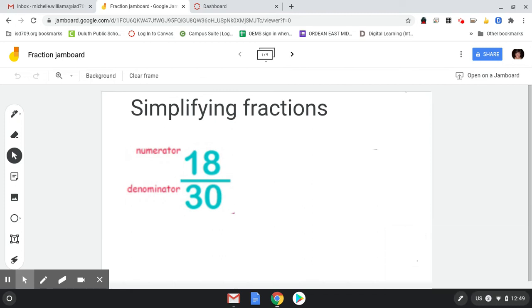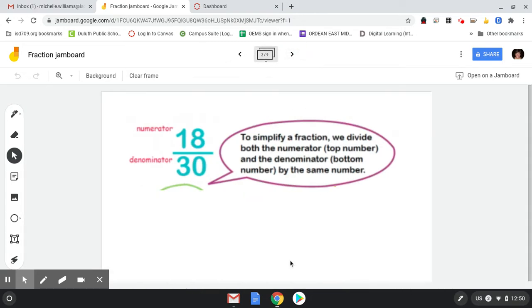Just going to go over some simplifying fractions with you. We're going to be starting fractions here this week, and we want to remind you on how to simplify fractions. So we've got the fraction 18/30ths, 18 being the numerator and 30 being the denominator. So to simplify fractions, we need to divide both the numerator and the denominator by the same number.